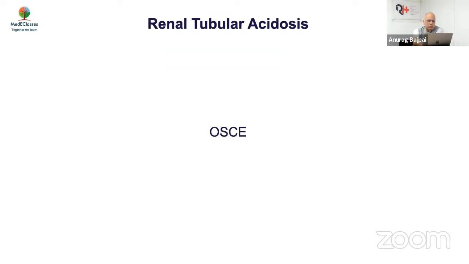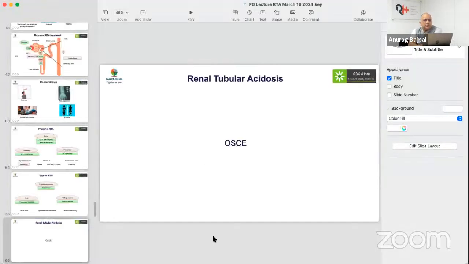So before we go on to the OSCE, we'll see if there are a couple of questions. Dr. Ibrahim is asking, how will a proximal RTA result in low ammonia production? Acidification of urine is normal in proximal RTA. Therefore, the ammonia in urine should be high in both diarrhea and proximal RTA. So this is often a confusing scenario, but it has effectively been noted that overall ammonium production is defective in proximal RTA, and therefore you have a urinary anion gap which is positive.